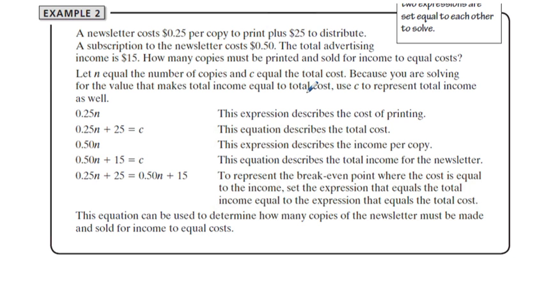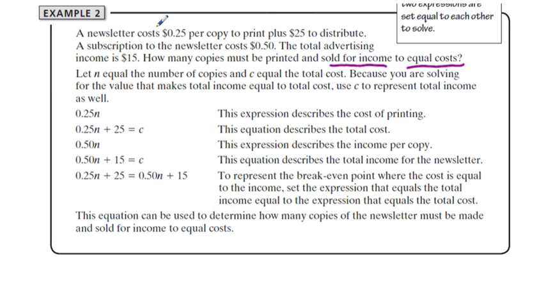Newsletter costs $0.25 per copy to print plus $25 to distribute. Subscription of the newsletter costs $0.5 or 50 cents. Total advertising income is $15. How many copies must be printed and sold for income to equal costs? And so what you want is an income equation and a cost relation and set those equal to each other.